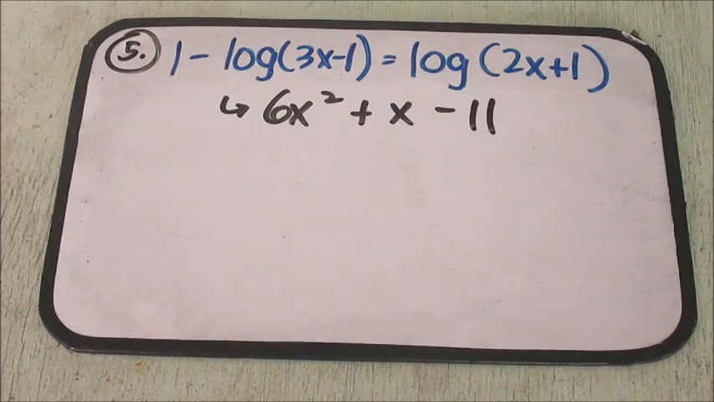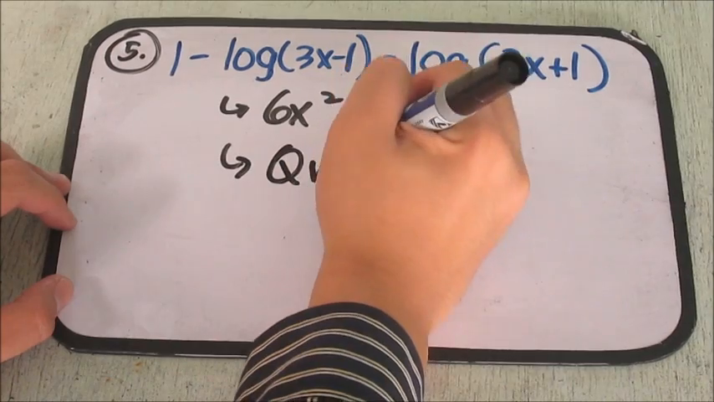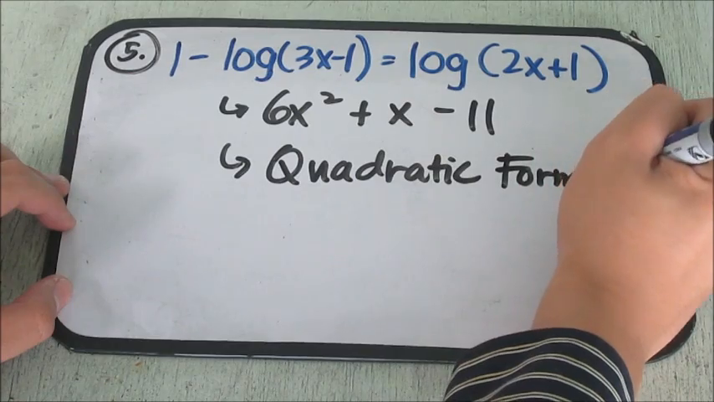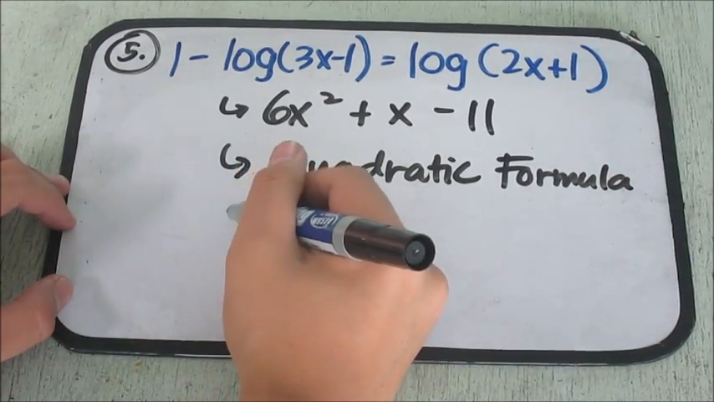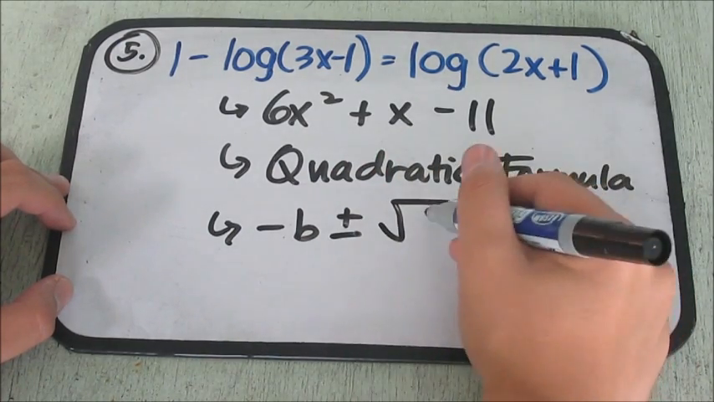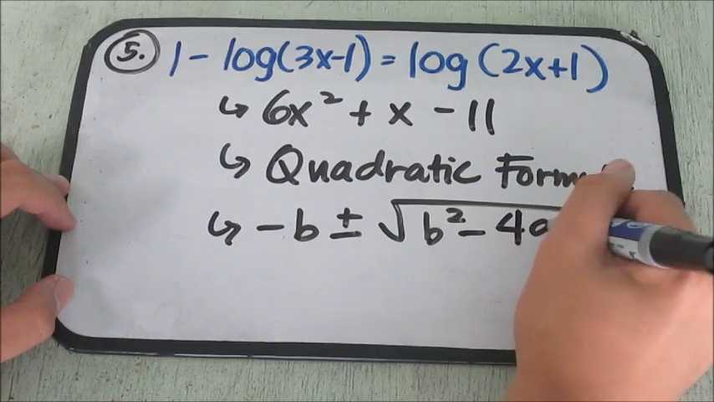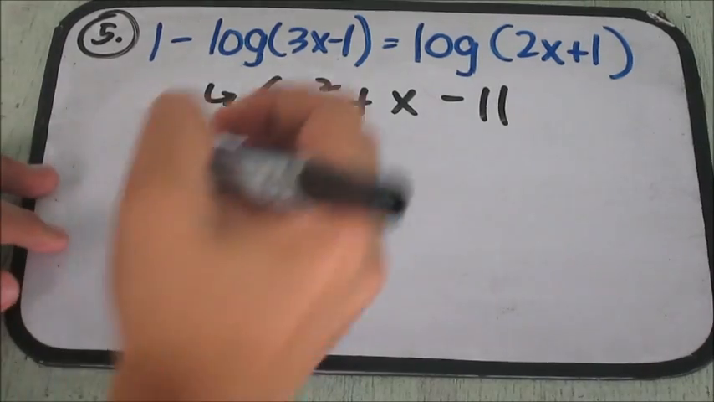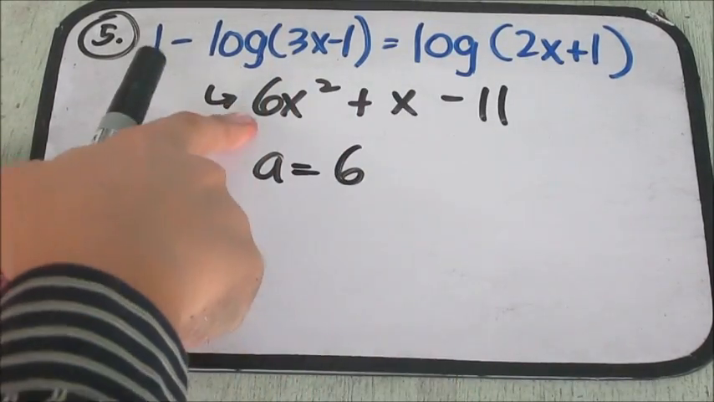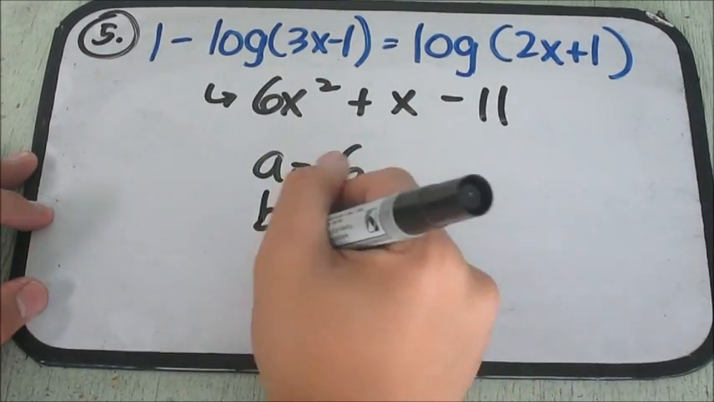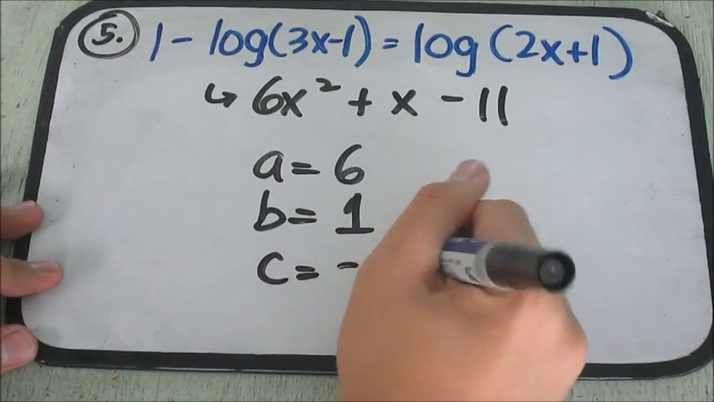In this part, in order for us to find the value of x, we can use the quadratic formula. And the formula for this is negative b plus minus square root of b squared minus 4ac all over 2a. The value of a here is 6. The value of b is 1. And then the value of c is negative 11.